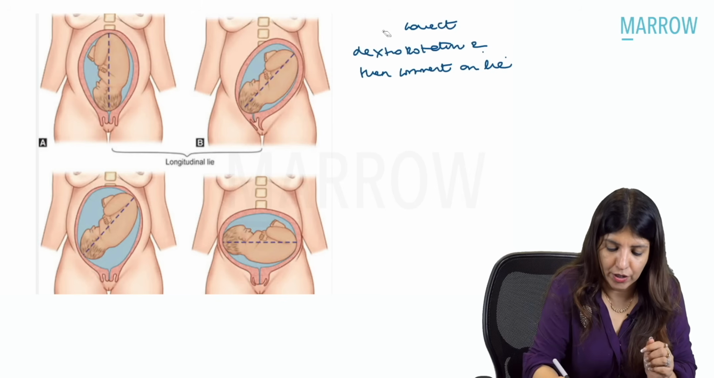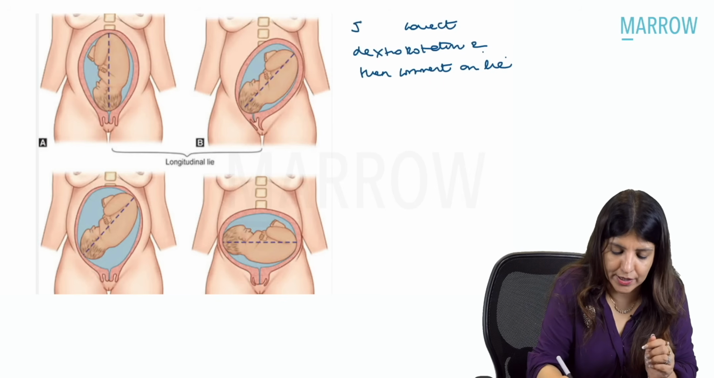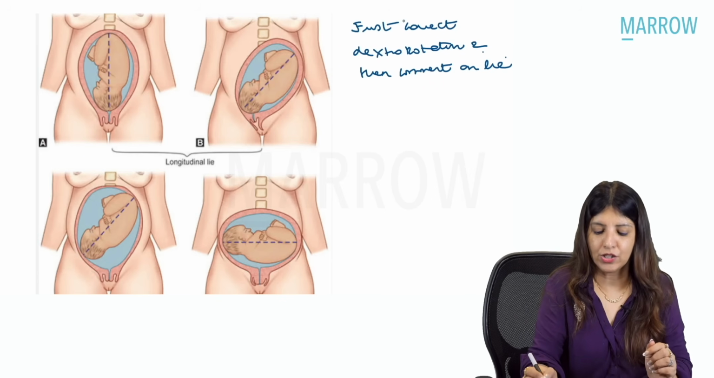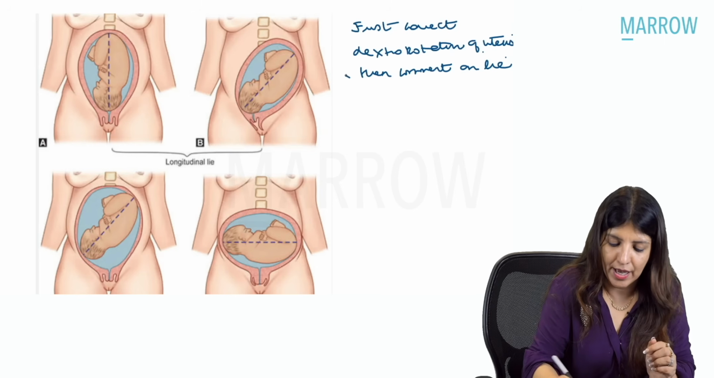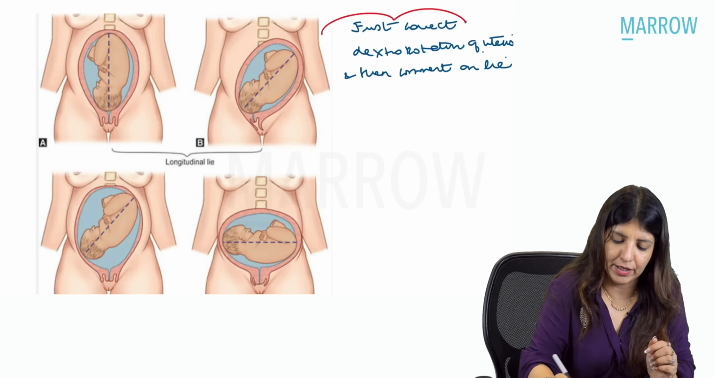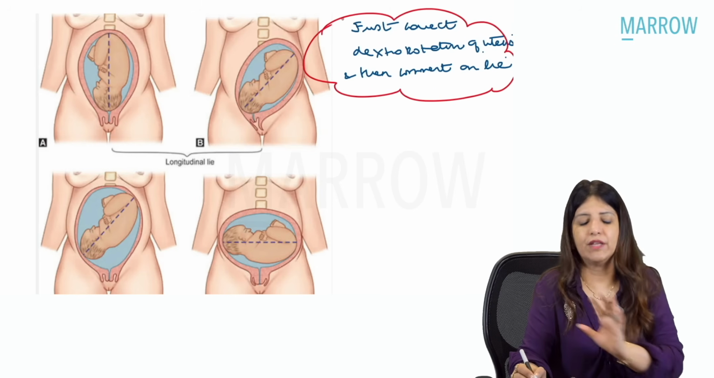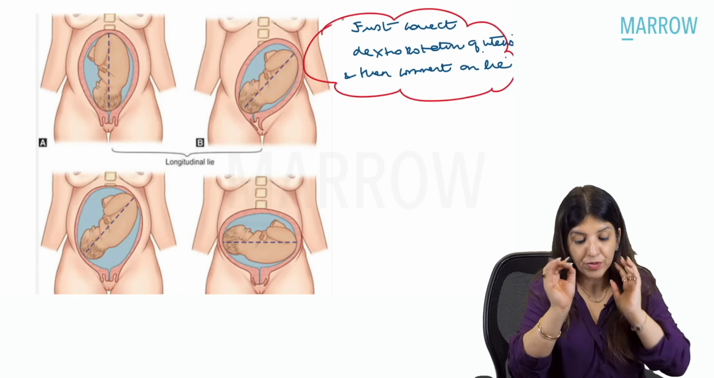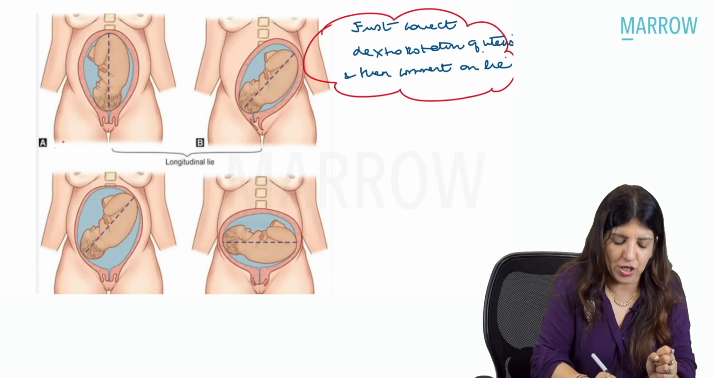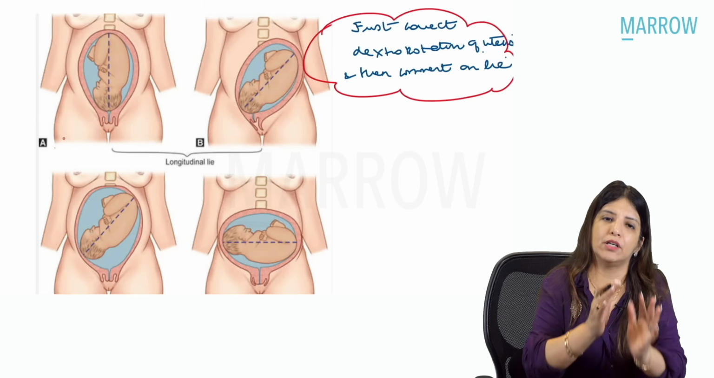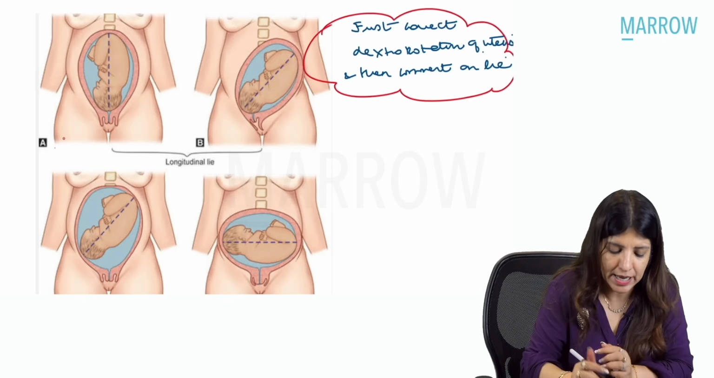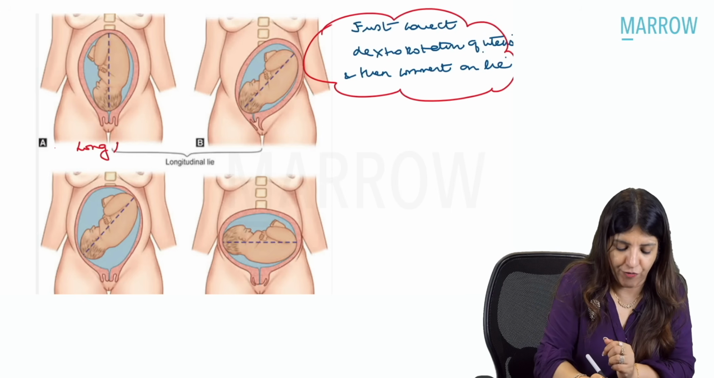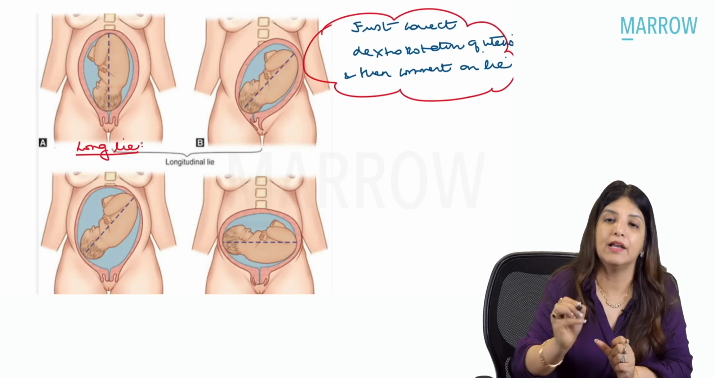Very, very important. First, you should always correct dextrorotation of the uterus. And then you should be commenting upon the lie. This is a very, very important takeaway message. Why? For example, in image A, I can see that the long axis of the baby and the long axis of the mother are coinciding. That means it is definitely a longitudinal lie.